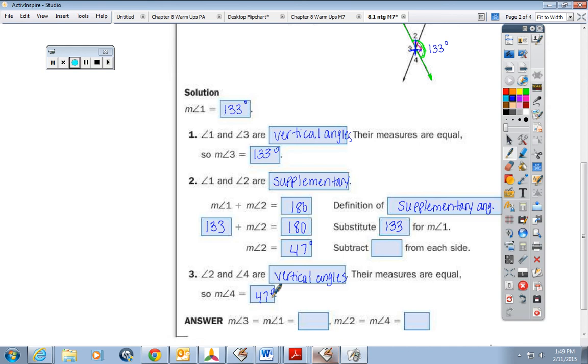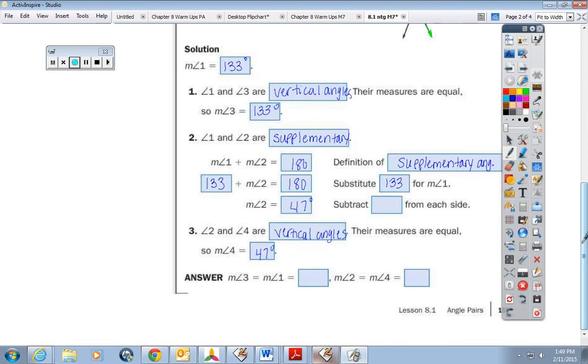Oh, so I subtracted 133. Because the measure of angle 1 and the measure of angle 3 are vertical angles, they're the same. And the measure of angle 2 and the measure of angle 4 are the same. They're both 47. So we were able to find all 3 angles.